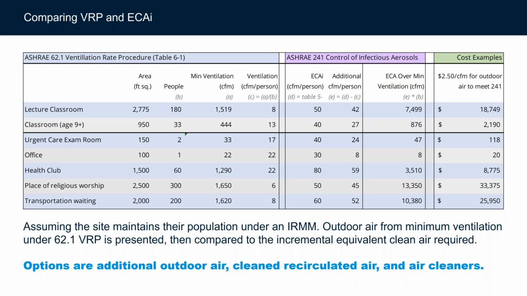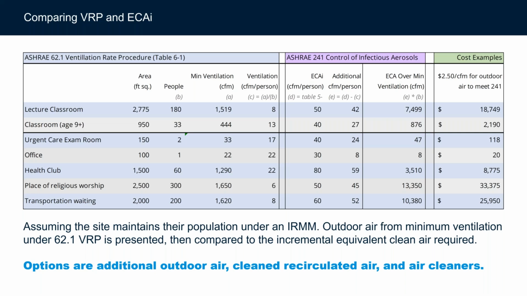See the classroom age 9+. A typical classroom on the VRP is about 950 square feet. Its average people is 33. The ventilation rate procedure would get you to 444, approximately 13 CFM a person. If you then move your eyes to the right there, you'll notice if you were to do the ECA, I've already noted it was 40 CFM per person.